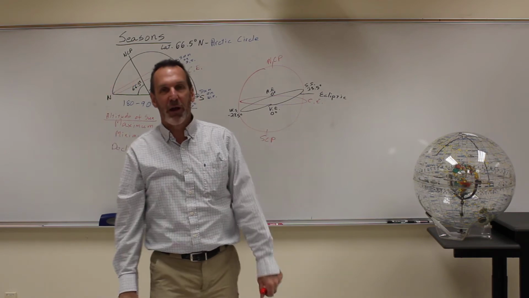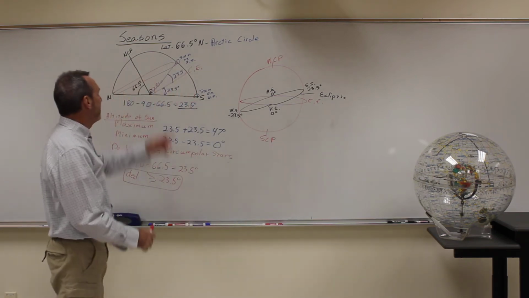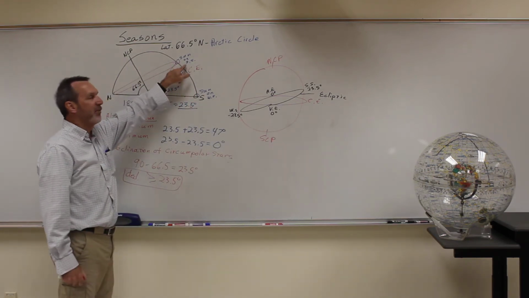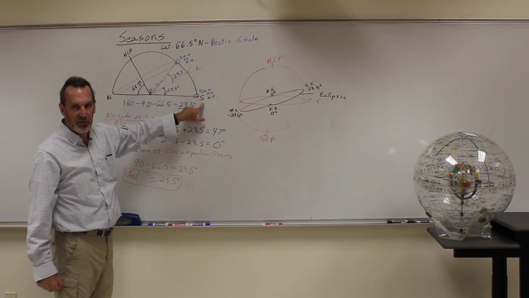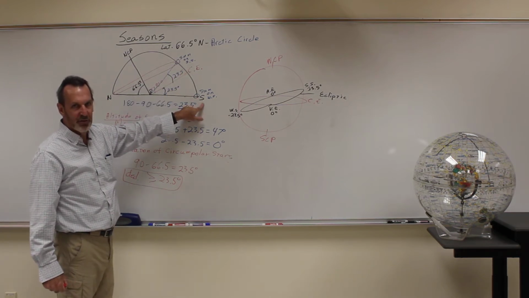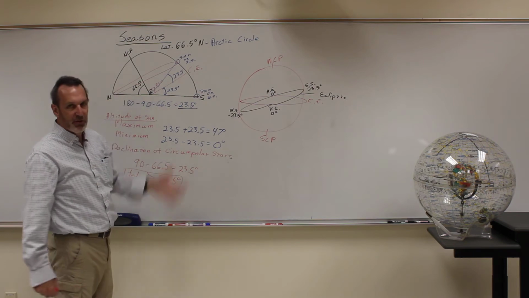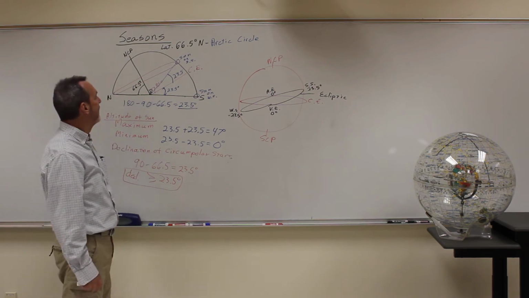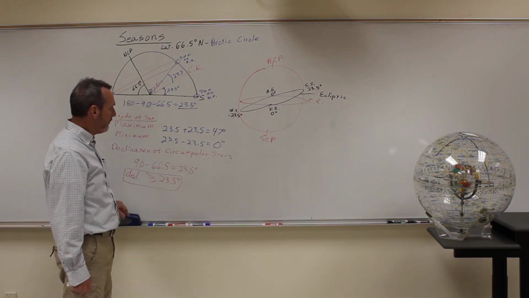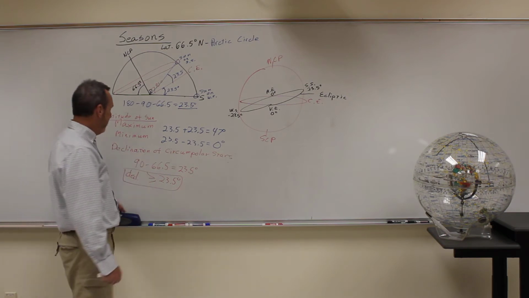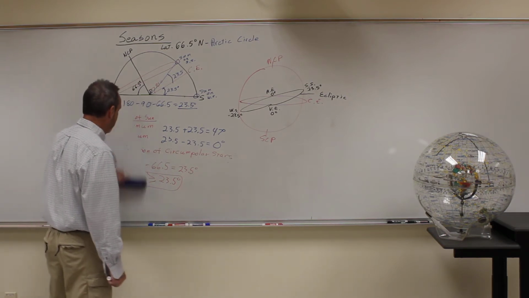And you have 24 hours of daylight. So on the Arctic Circle, you get 24 hours of daylight on the summer solstice, you get 0 hours of daylight on the winter solstice. That's why it's a very special spot on the Earth. All right, let's see if you're understanding this now.